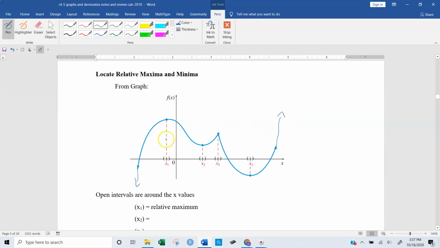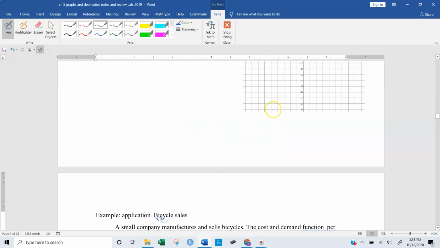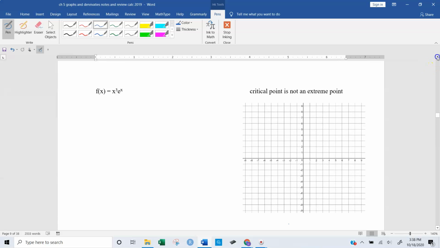So when you look at x1, this is the top of the graph, so that's a relative max. If you look at x2, this would be a turning point, so that is a relative min.